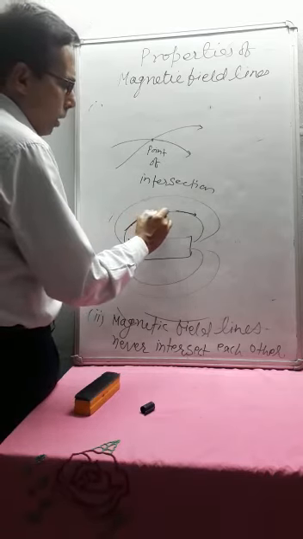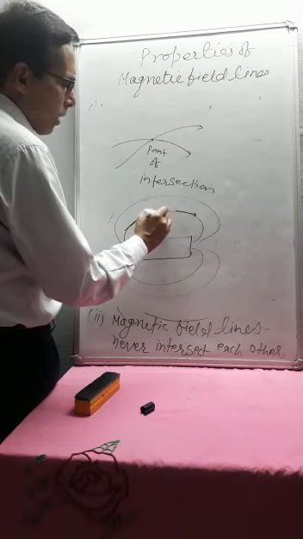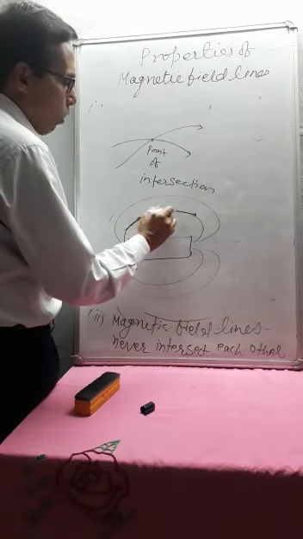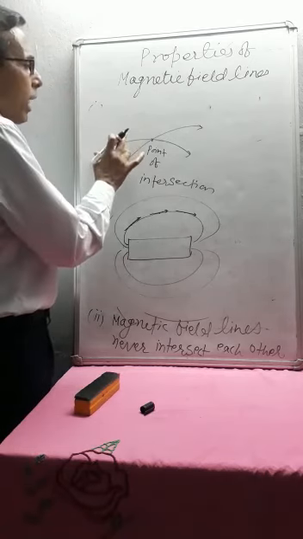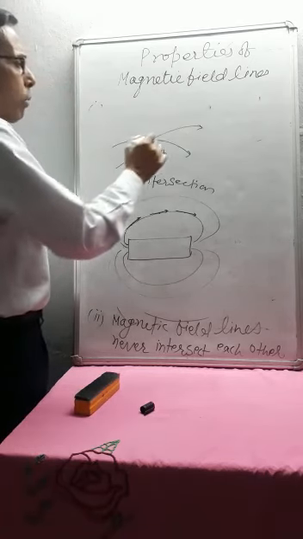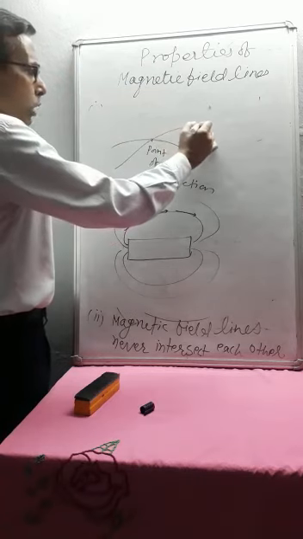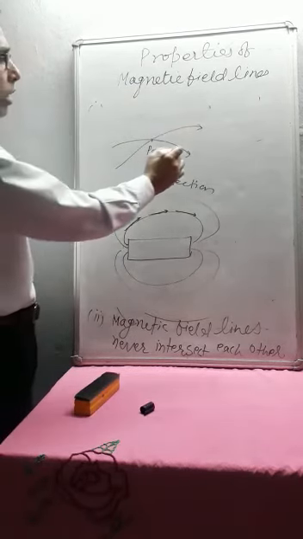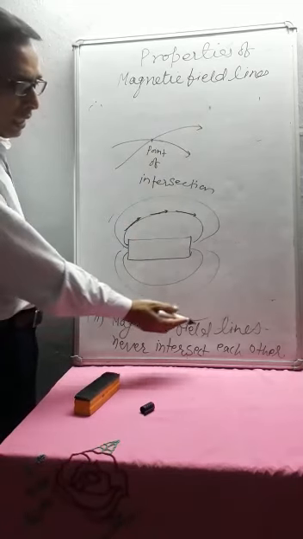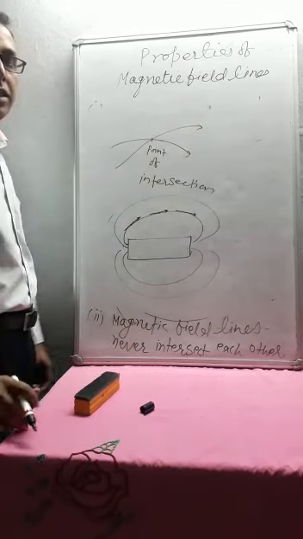So the direction of magnetic field at one point is always in one direction, but when two magnetic field lines intersect each other, at the point of intersection it shows two directions, which is not possible. That's why we can say that magnetic field lines never intersect each other. Thank you.